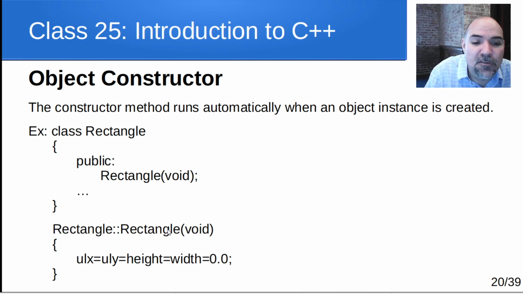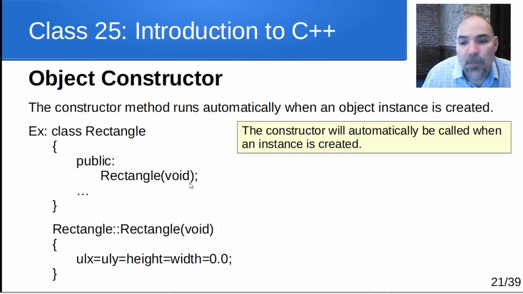So in this case, notice the constructor for rectangle just sets the upper left x, upper left y, the height, and the width. It basically just sets them all to be 0 in this case. So that way I don't have to get random garbage attributes when I create one of these. I'll always get 0. And this will get called automatically. So the constructor will be automatically called when an instance is created. So any instance I now create of rectangle, it's going to run this code automatically for me.